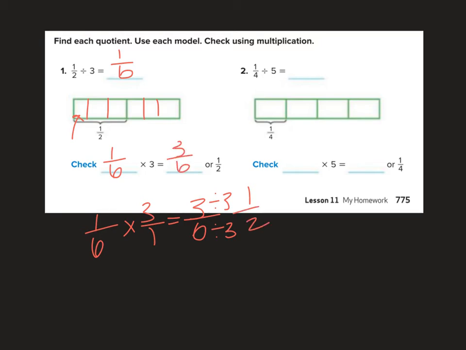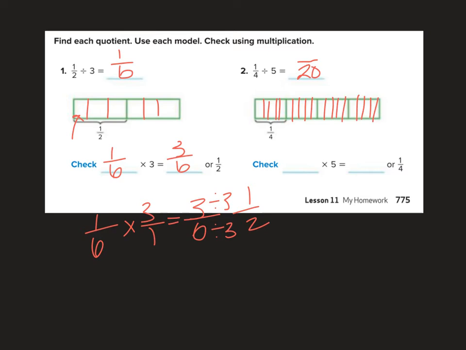Okay, worked out. Now I have 1/4 divided by 5. So if I divide this piece up into 5 pieces, now I have 5 pieces in each one. So I have 5, 10, 15, 20 pieces.